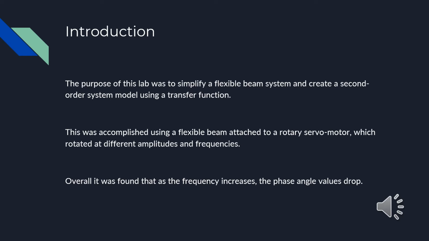The purpose of this lab was to simplify a flexible beam system and create a second-order system model using a transfer function. This was accomplished using a flexible beam attached to a rotary servo motor which operated at different amplitudes and frequencies. Overall, it was found that as the frequency increases, the phase angle values drop.